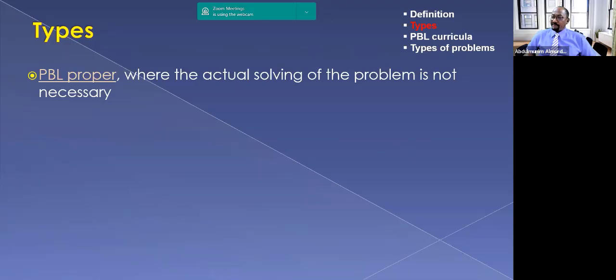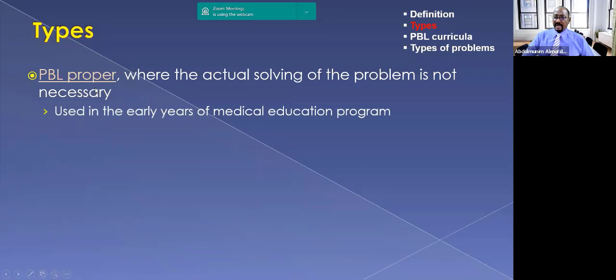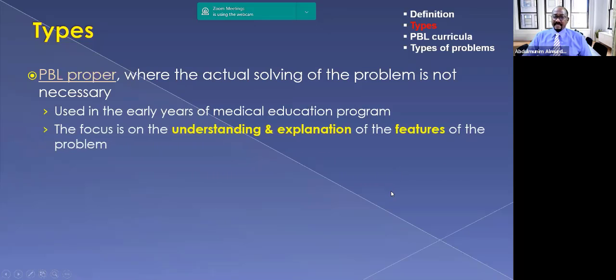Where the actual solving of the problem is not necessary. The learning is necessary, and learning through the problem, learning through trying to solve the problem is done, but it is not necessary that you end up solving the problem. This is called problem-based learning proper. It is used in the early years of the medical education or any healthcare professions education program. And the focus is on the understanding and explanation of the features of the problem.